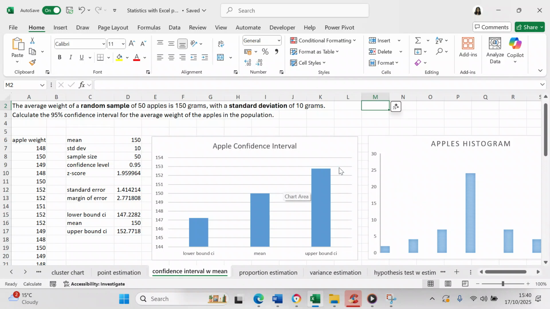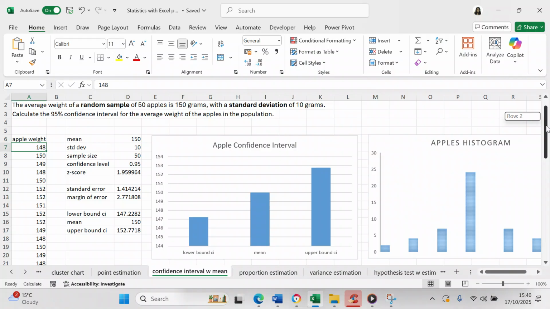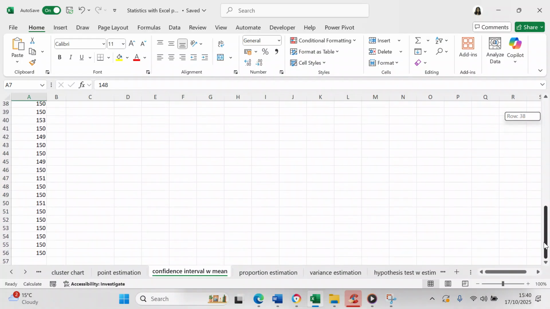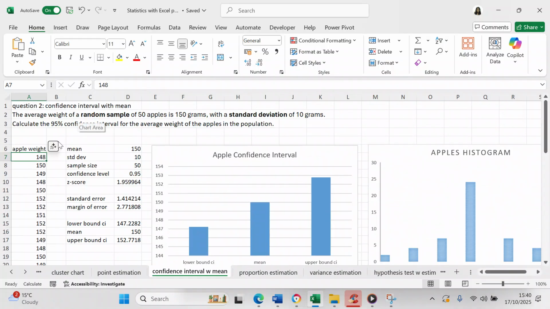So we've got 50 apples. You can see that we've got our average apple weight, and you can see that we've got 50. These are just random numbers that I made up. The mean of that is the average of A7 to A56, which is 150. The standard deviation is 10. The sample size is 50. The confidence level is 95%.